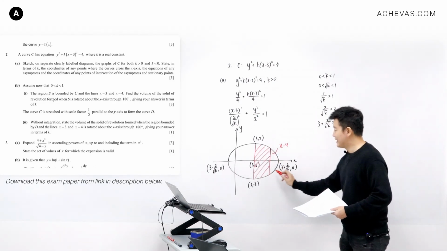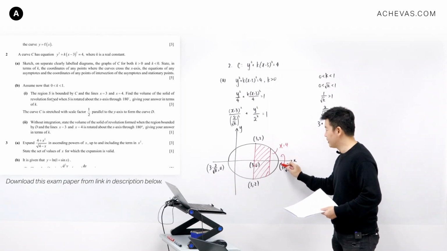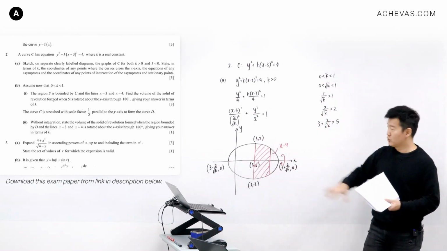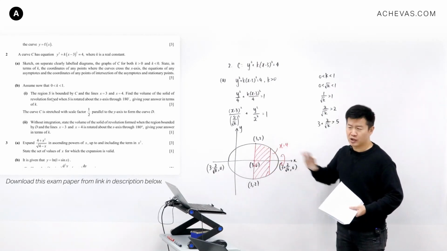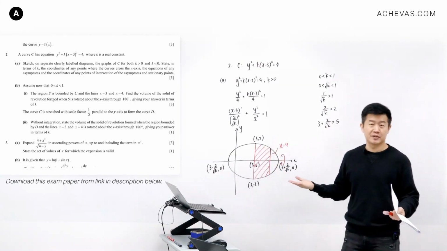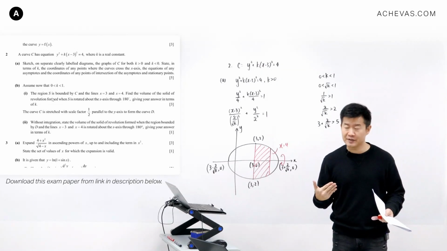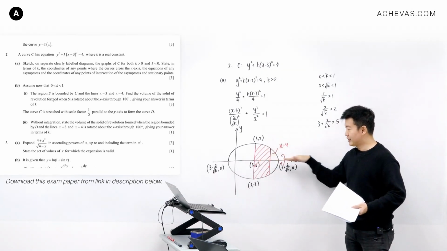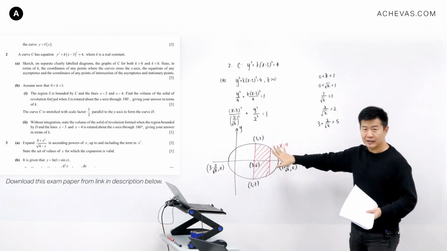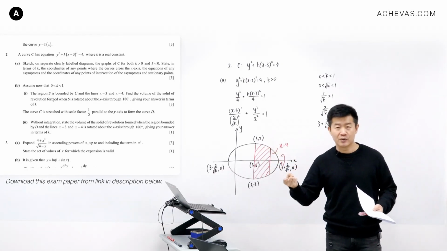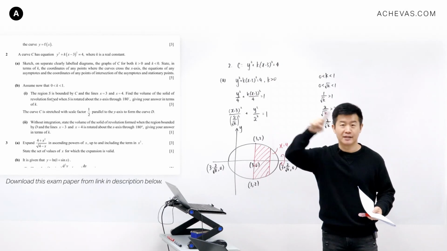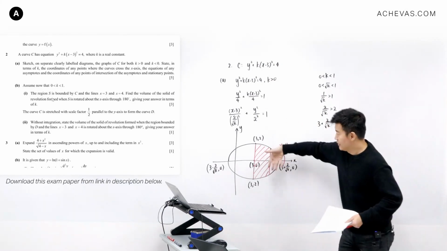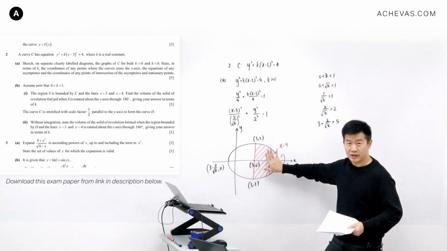And the question says that this region here is going to be rotated by 180 degrees with respect to the x-axis. So for this region, which is actually symmetrical, how do we know that it's symmetrical? Because it is an ellipse. We have already studied the shape of an ellipse, so it is going to be symmetrical about the center. So this shape here is symmetrical about the x-axis. So just by rotating it by 180 degrees, we will be able to get a complete solid. It is not half of it, because this entire part is going to be rotated.